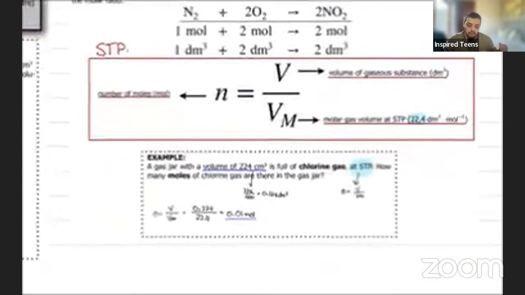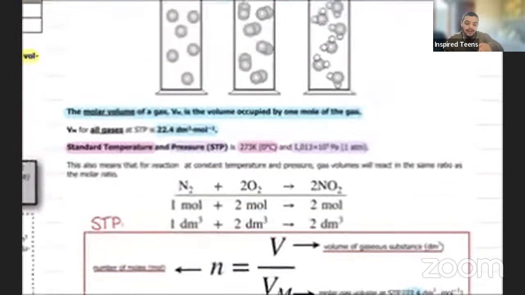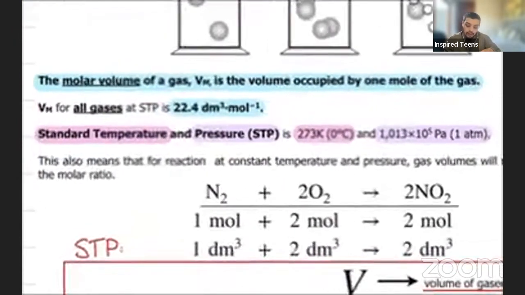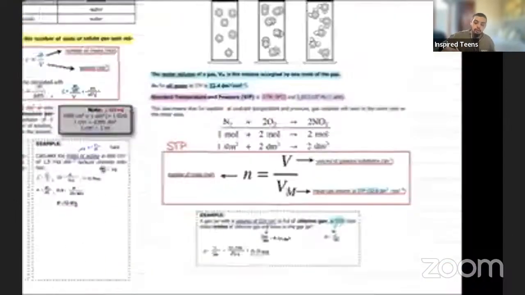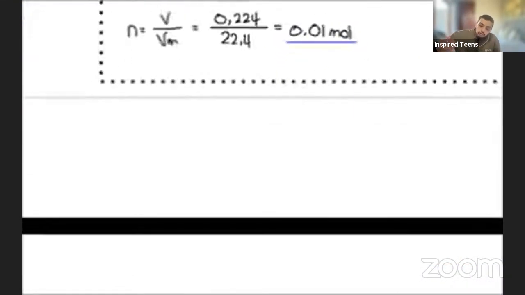What's also important to note is sometimes it might not be STP. It might be at 25 degrees Celsius, for example. In that case, they can give you a molar volume at a different temperature. Molar volume is just the volume of 1 mole at that specific temperature. So if it's not at STP, they can give you the molar volume at a different temperature, and you just use the same formula.